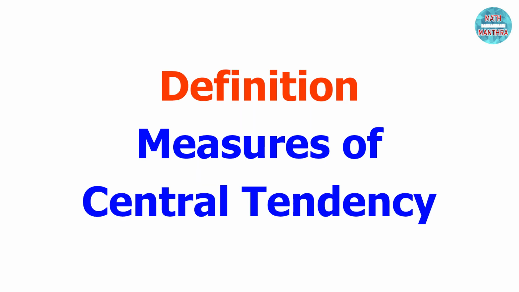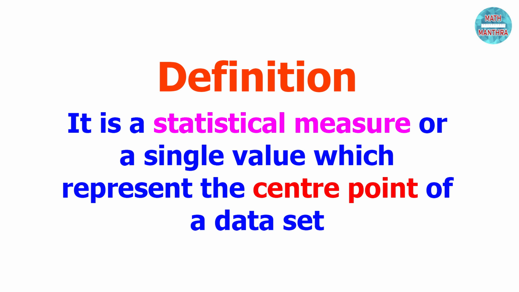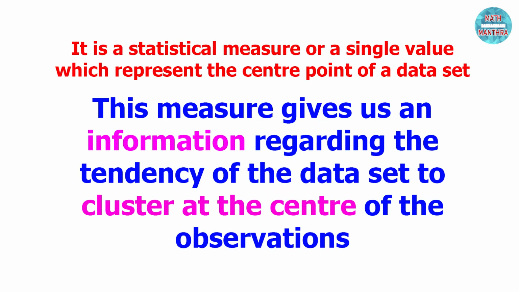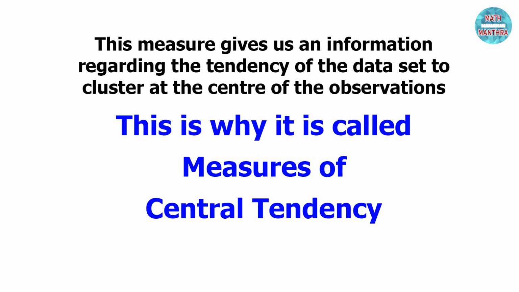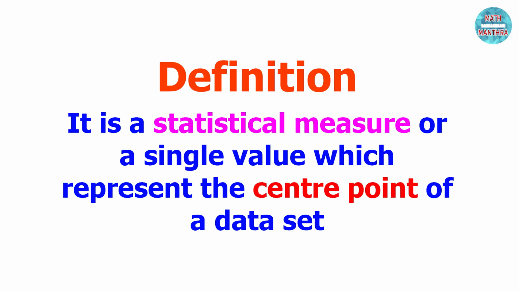Let's begin. Let's start with the definition of measures of central tendency. It is a statistical measure, a single value, which represents the center point of a data set. To be more precise, this measure gives us information regarding the tendency of the data set to cluster at the center of the observations. That is why it is called measures of central tendency. Hope the definition is clear to all.